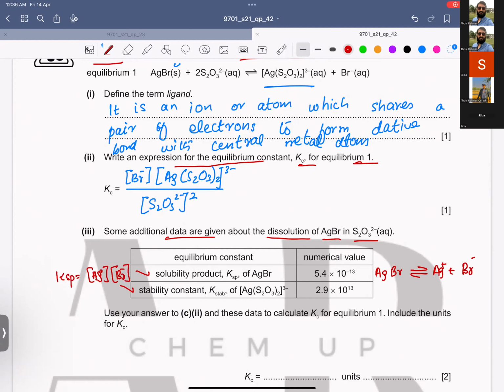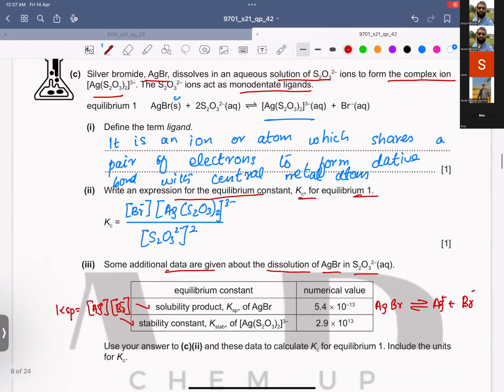Sir, I wanted to ask why we did not write AgBr in the Kc expression we made above? Because it's a solid over here, and the square bracket refers to concentration, and concentration is always for a solution, when something is dissolved in water. Thank you, sir. Okay.